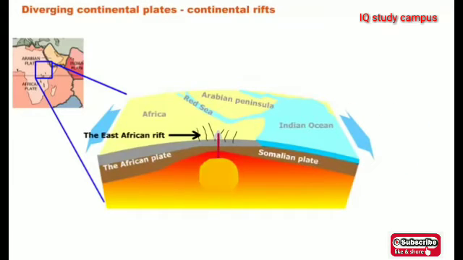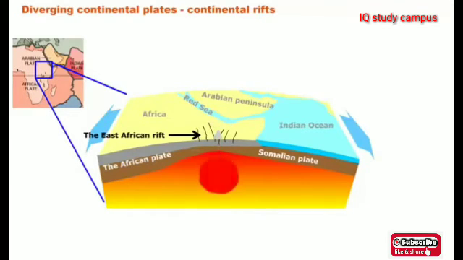Okay, now let's take a look at diverging plates between two continents. The only place you're going to see this happen is in Eastern Africa. It's called the East African Rift, and it's right here, and that's what makes these really high waterfalls. Some of the tallest waterfalls in the world are here, as this portion of Africa is literally being ripped apart. The boundary between the African plate and the Somalian plate is called the East African Rift.